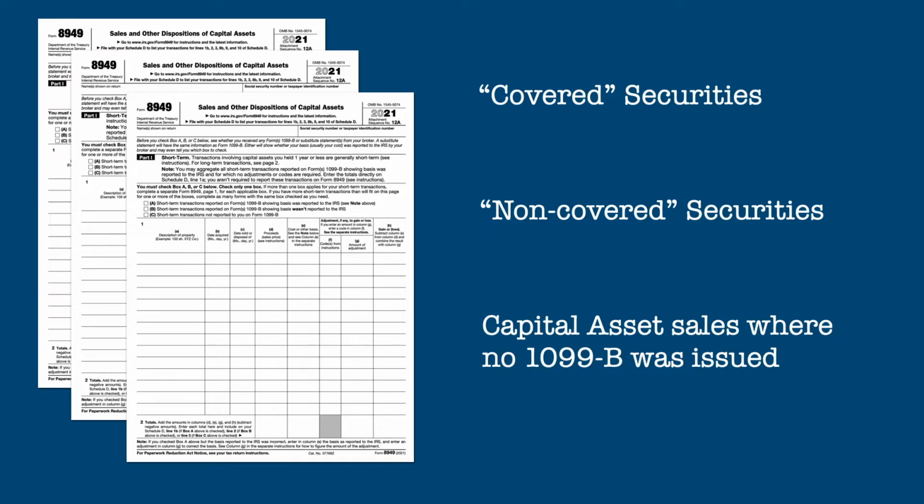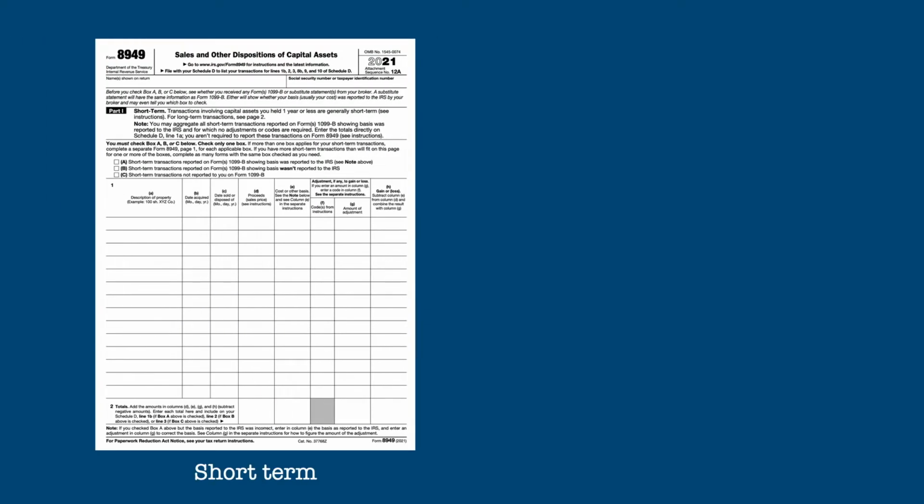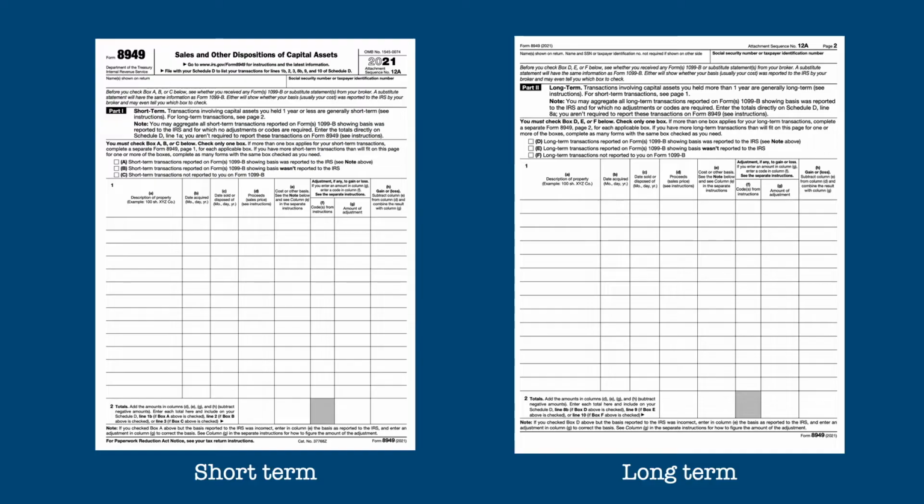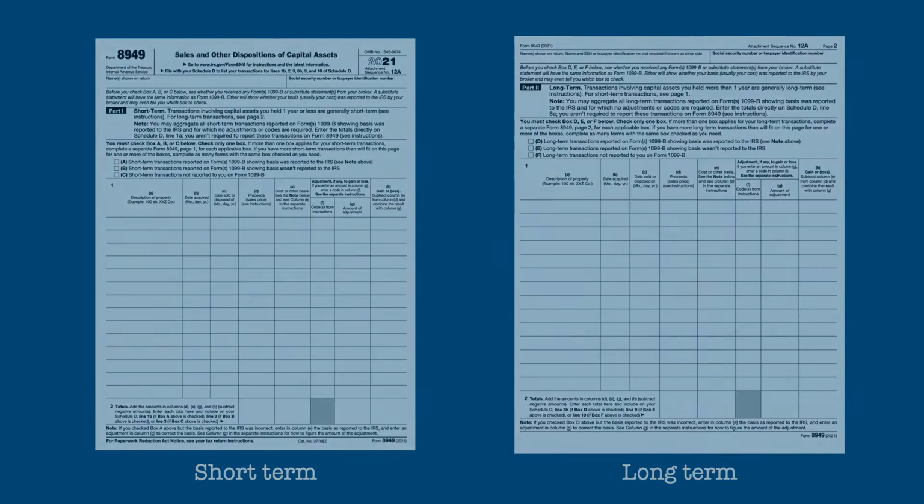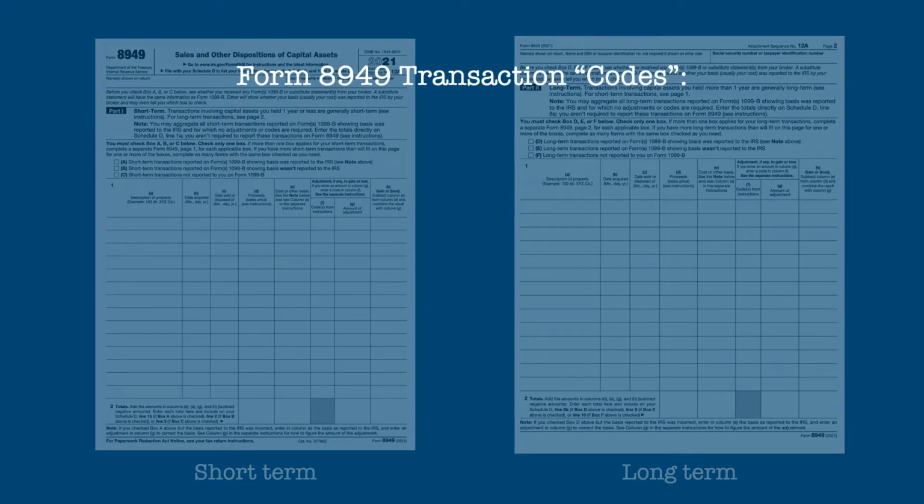Capital asset sales are first reported on Form 8949. You may have up to 3 Forms 8949 with your tax return. You need one 8949 for each of the following types of transactions if you have them: covered securities, non-covered securities, and asset sales that were not reported on Form 1099-B, for example, the sale of real property held for investment. For each type of transaction, short-term sales are listed on page 1 of the form, and long-term sales are listed on page 2. You indicate the type of transaction by checking the appropriate box at the top of each page of the form. There are 6 distinct types of transactions, each with their own codes, as mentioned earlier.